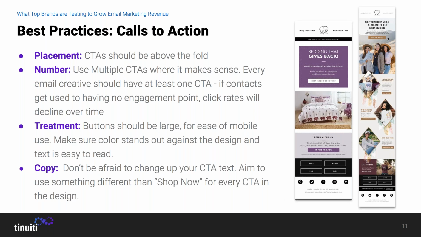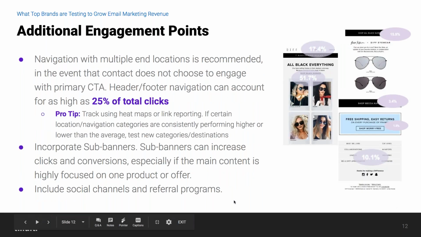But looking at some of these examples, again, we have those prominent CTAs at the top, and then maybe clicking to some other categories. And they also have some really great subcategory sections that we'll talk about here in just a second as well. So that's that additional engagement point too.